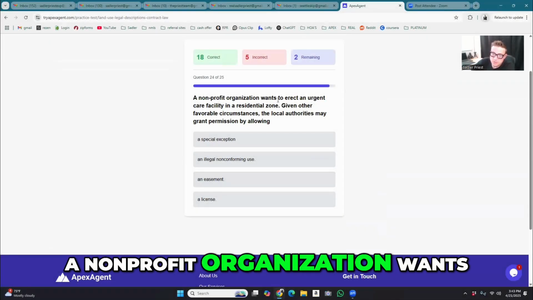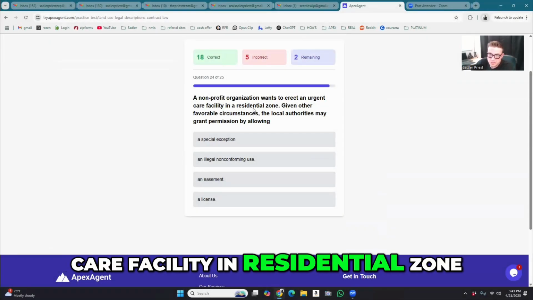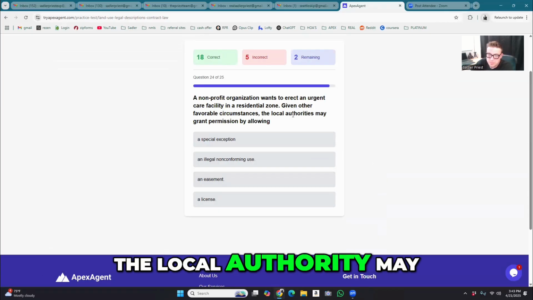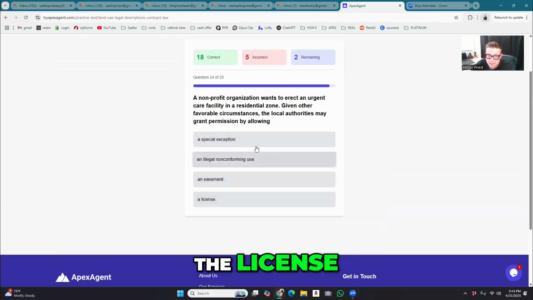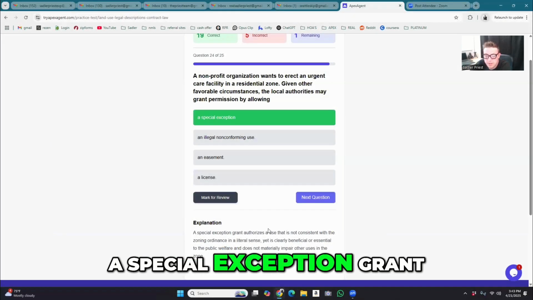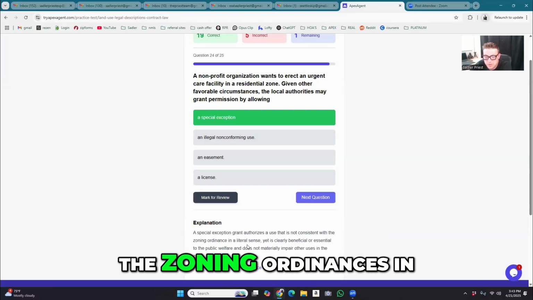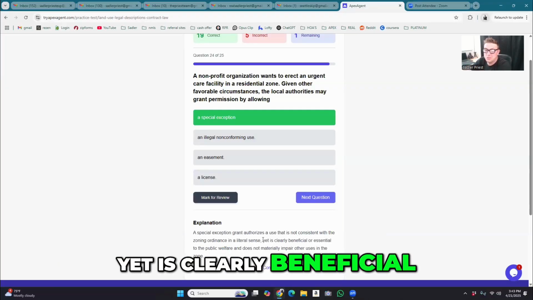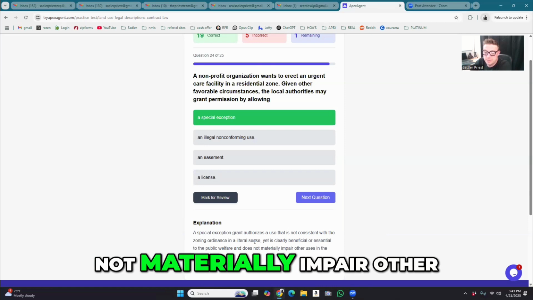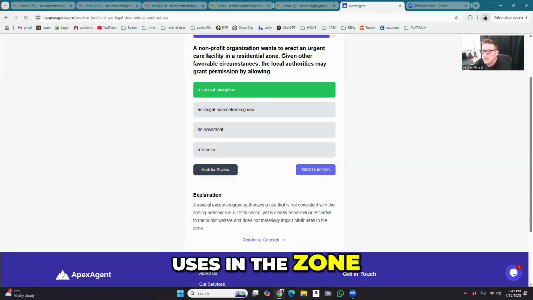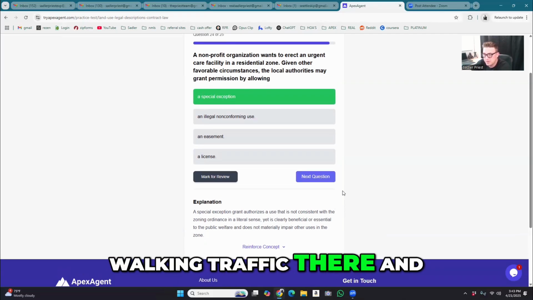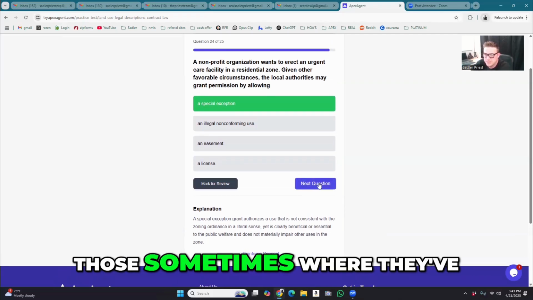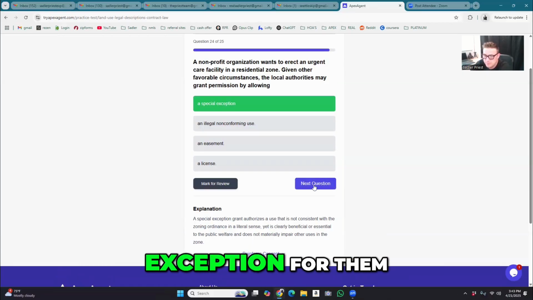All right. A nonprofit organization wants to erect an urgent care facility in a residential zone. Given other favorable circumstances, the local authority may grant permission by allowing a special exception, an illegal non-conforming use, an easement, a license. Let's try a special exception. A special exception grant authorizes a use that is not consistent with the zoning ordinances in a literal sense, yet is clearly beneficial or essential to the public welfare and does not materially impair other uses in the zone. So another thing I've seen in residential areas is little markets, little food markets. They allow those sometimes just because they know there's a lot of walking traffic there and it'll obviously benefit the area. So I have seen those sometimes where they've had to actually go and get a special exception for that.